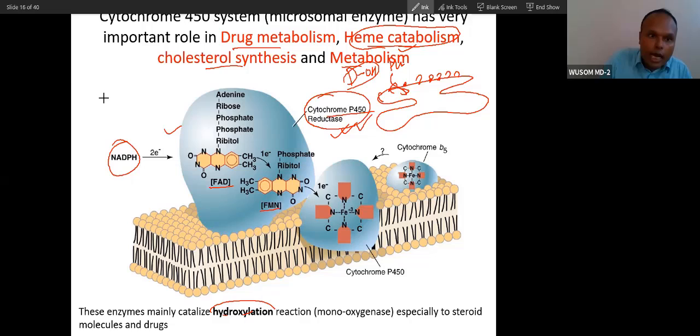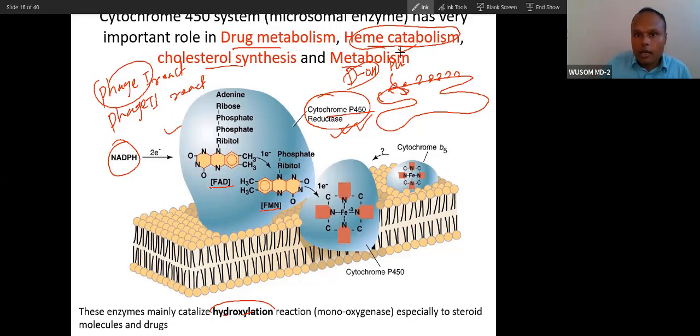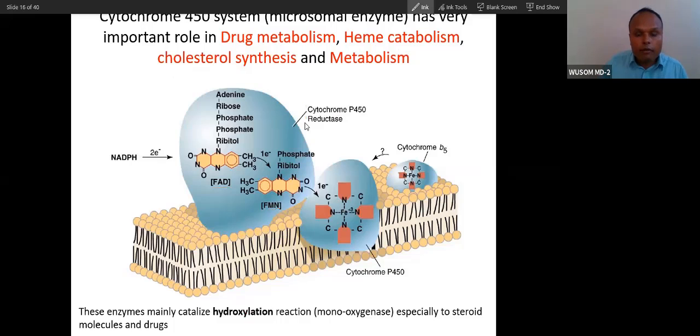This is called phase 1 reaction of pharmacology. So remember, phase 1 reaction is hydroxylation reaction. There will be a phase 2 reaction. Phase 2 is conjugation. This phase 1 and phase 2 reaction we will study in heme catabolism, bilirubin metabolism. Similar phase 1 and phase 2 reactions happen in heme catabolism. If you understand heme catabolism, you can correlate it with drug metabolism also. So this is a very, very important enzyme. I have been repeating many times. So NADPH.